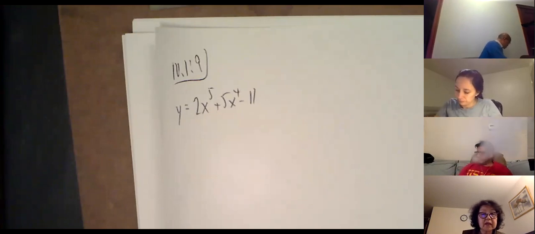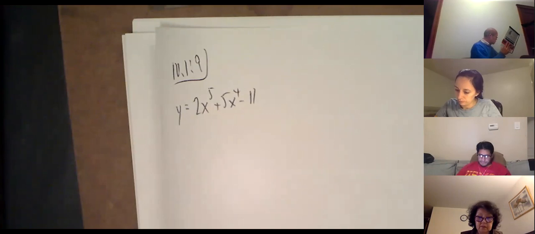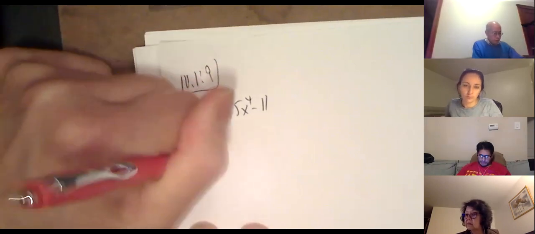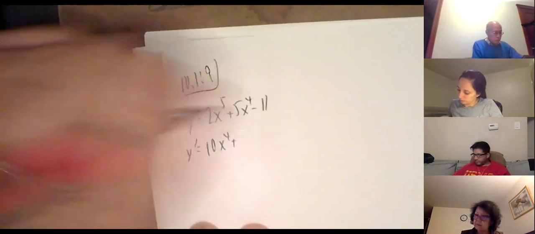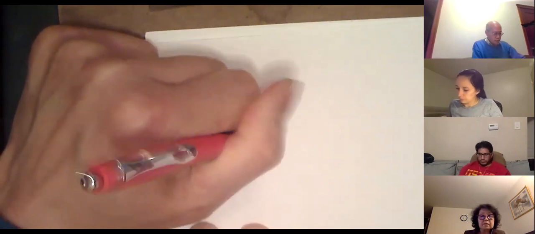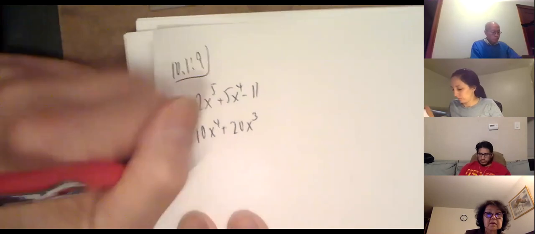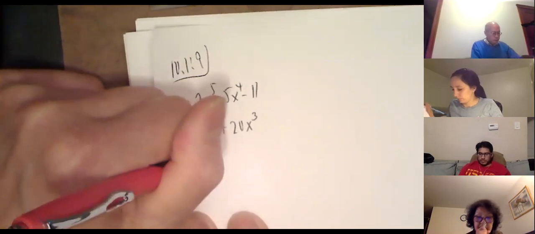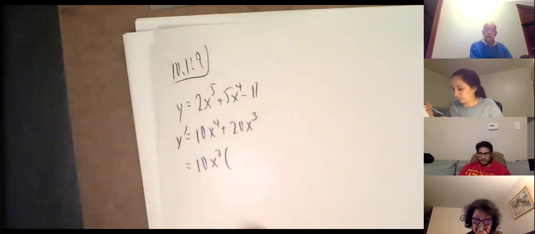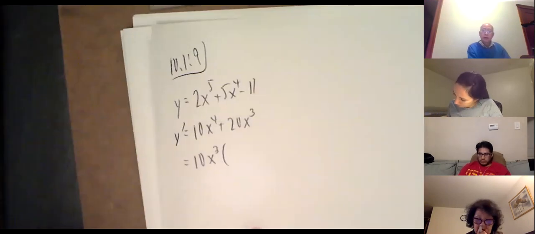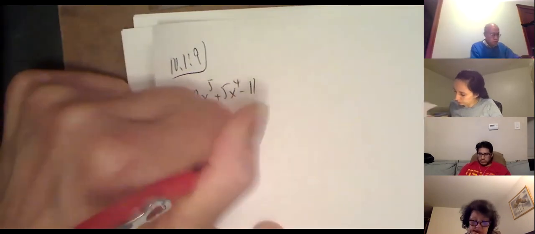Just out of curiosity, let me compare it with my book. I think it's the same. 10.1. It was the same for last time, right? Yes. Okay. So y prime is 10x to the 4th plus 20x cubed. Is that right? Which factors into 10x cubed, parentheses, x plus 2. Right.